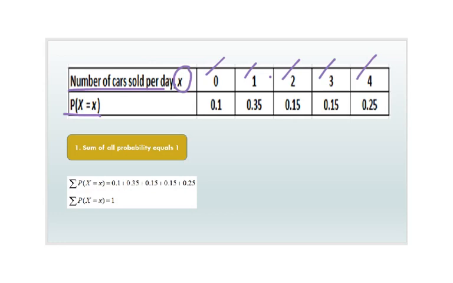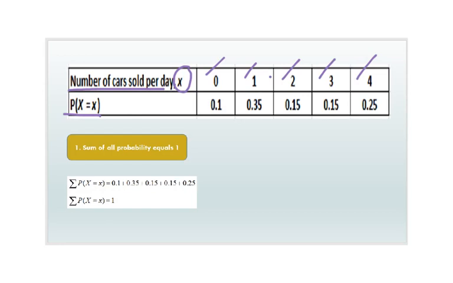is 0.35. For 2, which is 0.15, this is also the same thing. The probability of you can sell only 2 cars in a day is 0.15. So that's the same thing goes for 0.15 and also 0.25. So that is the probability distribution, which is you are having a table, and in the table you have the value of the data, which is the X, and also the probability for the value of the data.